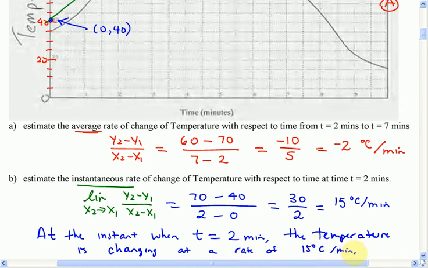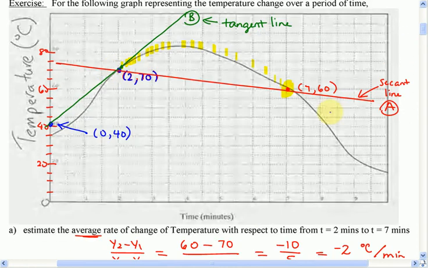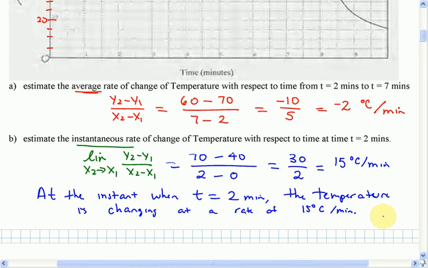So hopefully you can look at the graph, you'll see that at the moment in time at 2 seconds or 2 minutes, the temperature is actually increasing. Yet if I were to compare what happens from 2 to 7 minutes, look, the temperature actually decreased over that time period. I'm going to stop here for today.